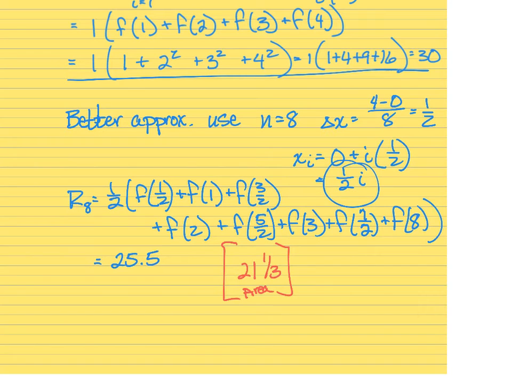We started at 30. That was when we used 4 rectangles. Then when we bumped that up to 8 rectangles, we got 25.5. So you can see we're coming down. And this is using the right end rule. Now, of course, if you use the left end rule, then the process continues the same. You're just using the left end sides.